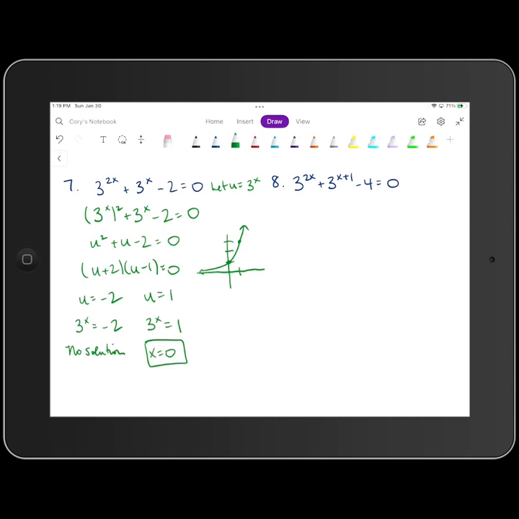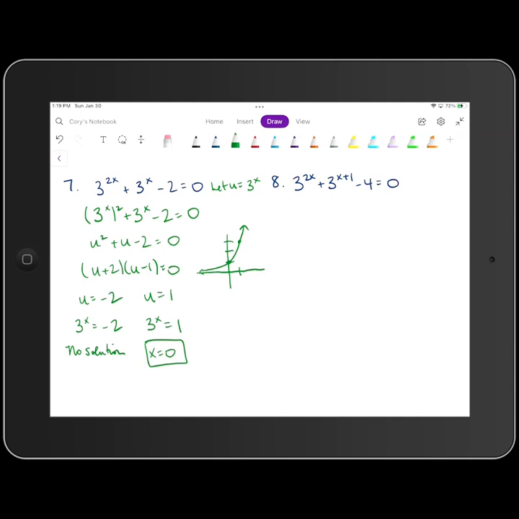Do we need to check the domain of an exponential equation? The answer to that is no. The reason is that anytime we look at an exponential function, we know the exponential function has a domain of all real numbers. So we don't have to check domain at the start when solving an exponential equation.